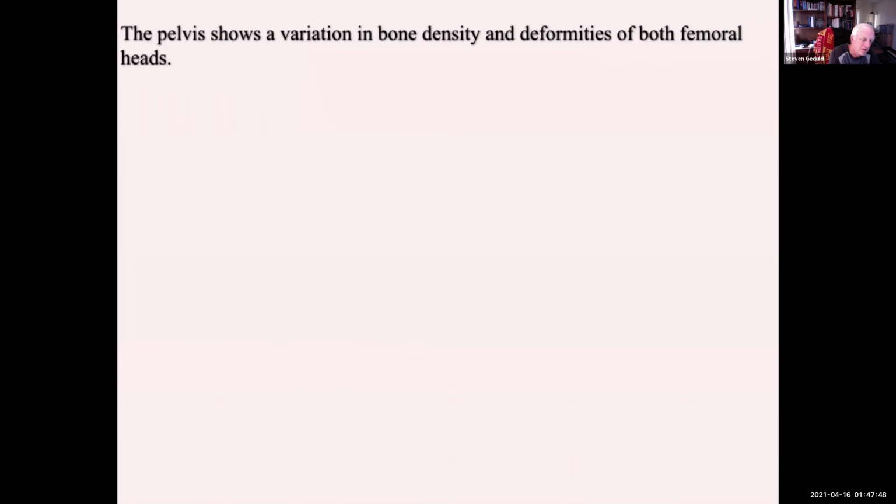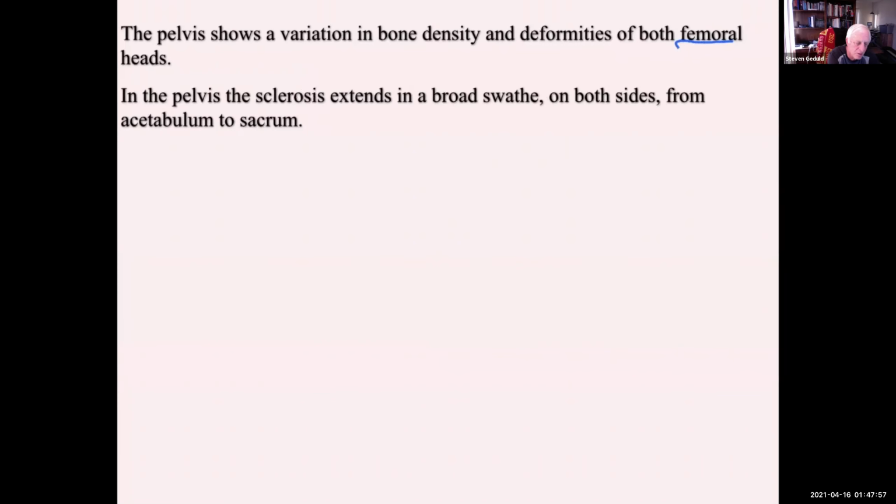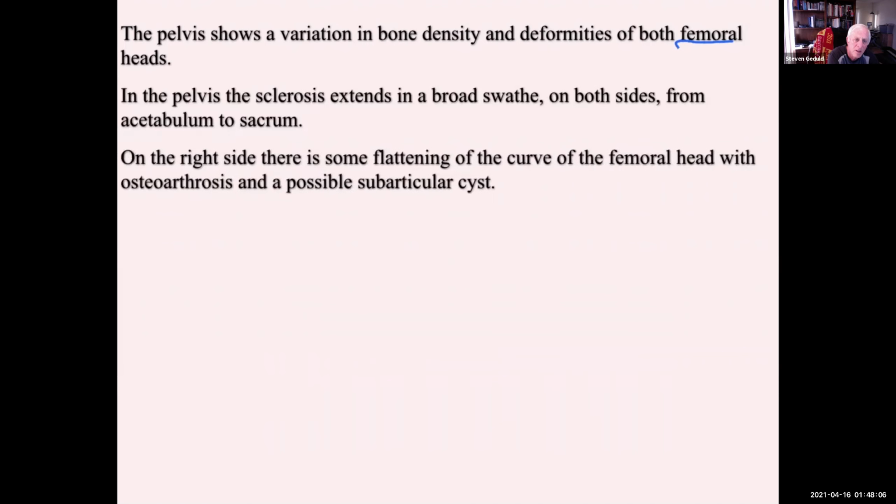The pelvis that we're looking at shows a variation in bone density and deformities on both femurs, both femoral heads. We saw that. In the pelvis, sclerosis extends in a broad swath on both sides from the acetabulum to the sacrum. Those are the markings on the pelvis bone. On the right side, there's some flattening of the curves of the femoral head with osteoarthrosis and possible subarticular cyst. Those are the patchy areas that we saw. The possible cyst means those dark areas.